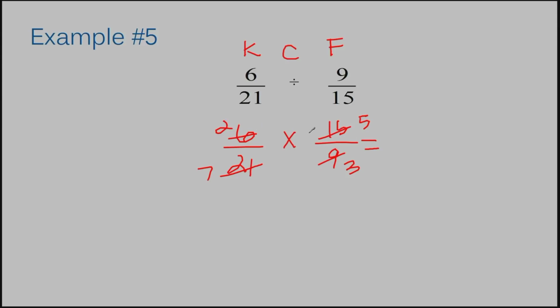2 times 5 is 10. 7 times 3 is 21. This is already in my simplest form. There's nothing that can go into both 10 and 21. So my answer to example number 5 is 10 over 21.